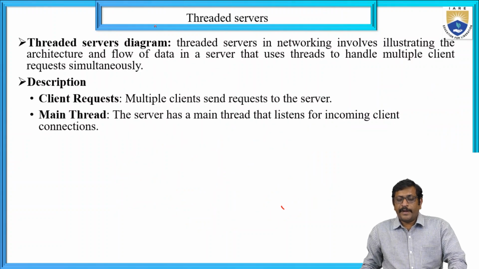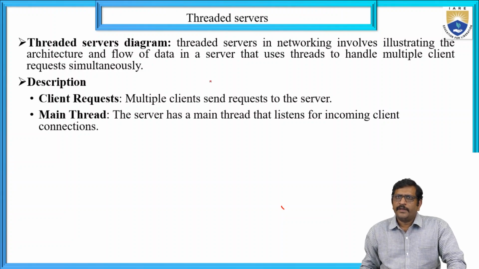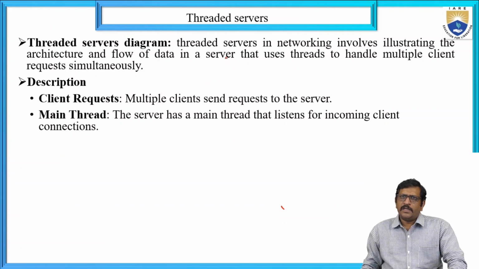Next, the threaded server diagram. Threaded servers in network programming generally illustrate the architecture or flow of data in a server. That means once the threaded server receives the request, with the help of this threaded server diagram, we can see the flow of the data, how the data is flowing for the processing, and how it is requested for the processing.